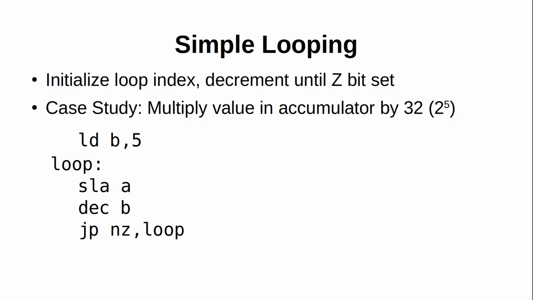Then we decrement B and do a conditional jump to the top of the loop. If the decrement resulted in a non-zero value in B, then the Z bit won't be set, and the jump will happen because we specified the NZ, or non-zero state, which is true when the Z bit is clear. Once B is decremented down to 0, the Z bit will finally be set, and then this jump instruction will effectively be skipped, and we fall out of the loop and continue on to the next instruction after the jump.